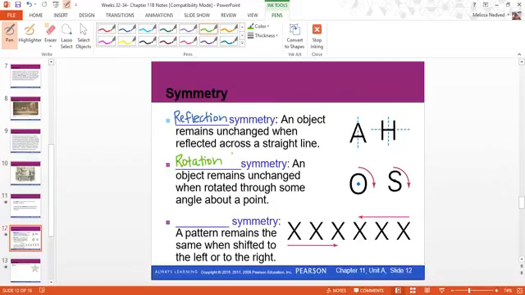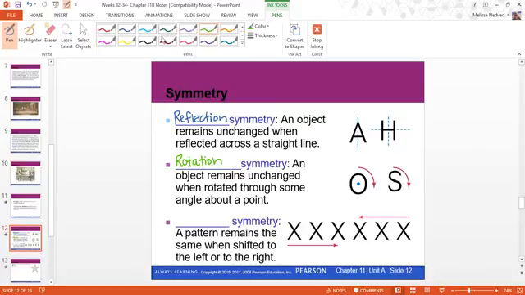And that's when an object remains unchanged when rotated through some angle about a point. So it doesn't have to be unchanged the entire time you're rotating it, but if you can rotate it a specific amount of degrees and it stays unchanged, then you have rotation symmetry. I like to think of this as turn symmetry. If you can turn the object and it stays the same, at some point you've got rotation symmetry.